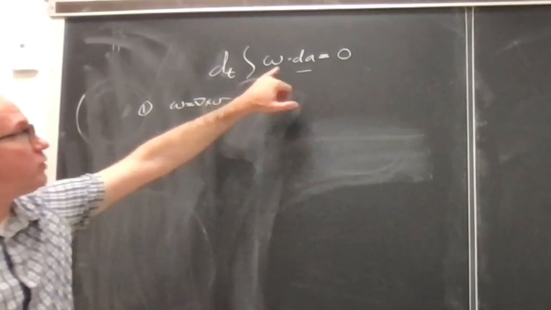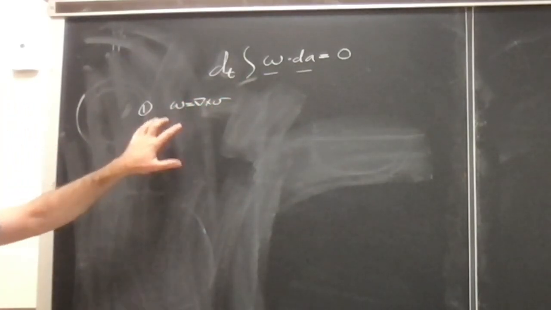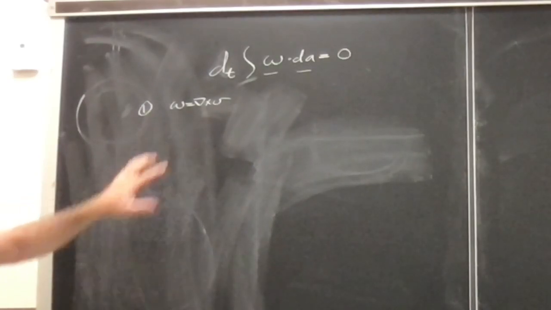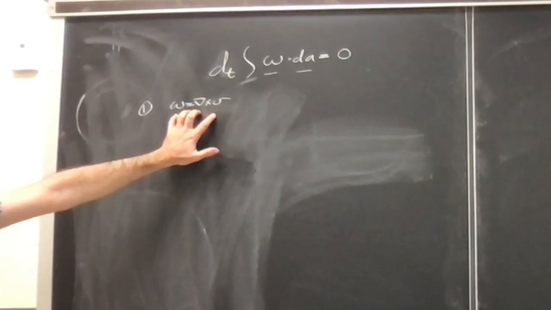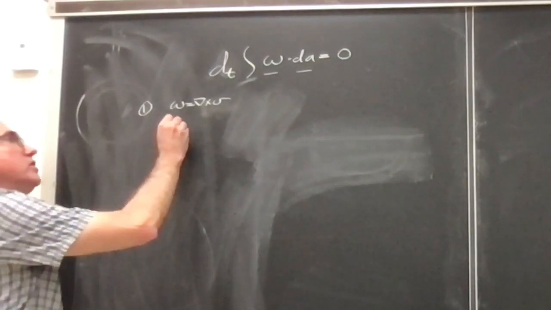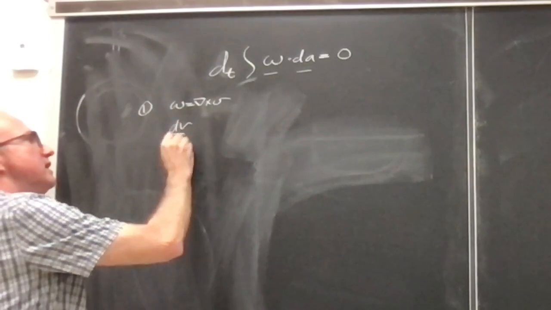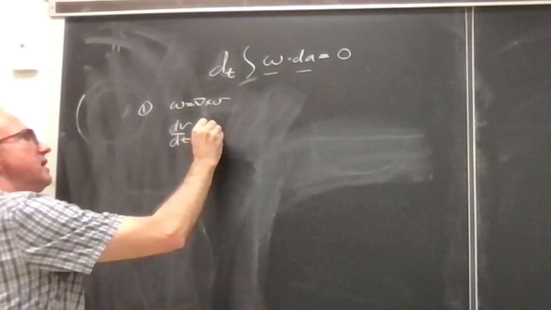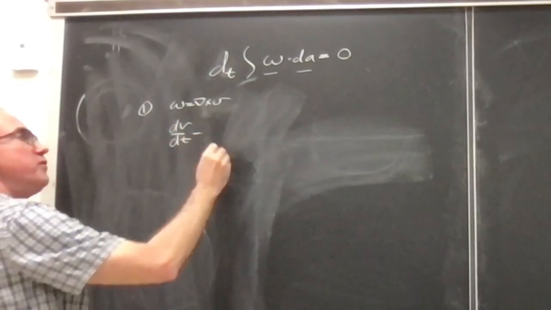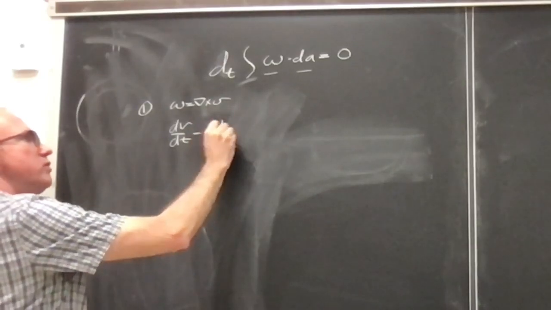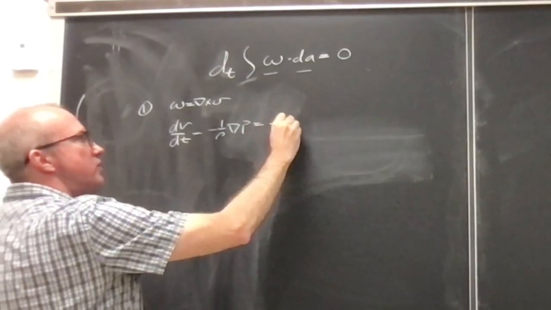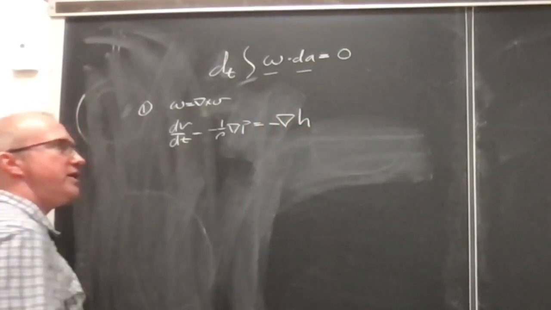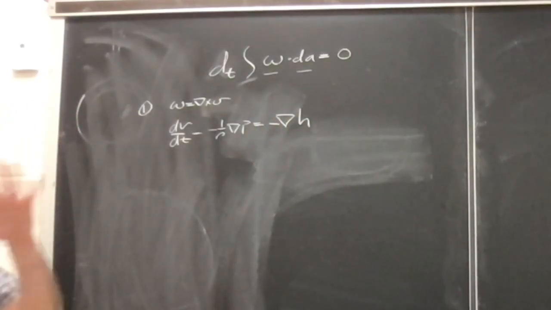I have to do product rule on this and this. So let's do it using the way Landau and Lifshitz do it. What they do is they first use omega equals curl of v. They also use that the full derivative dv/dt is minus 1 over rho grad p, and this is minus grad h, where h is the enthalpy. I talked a little bit about that last time.